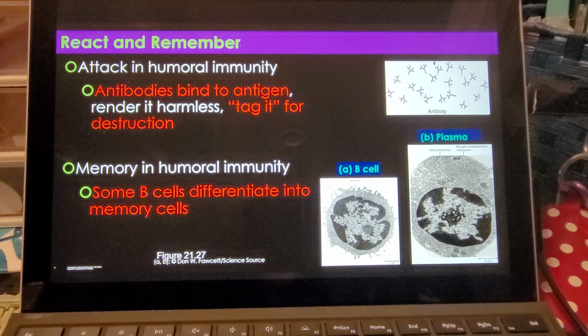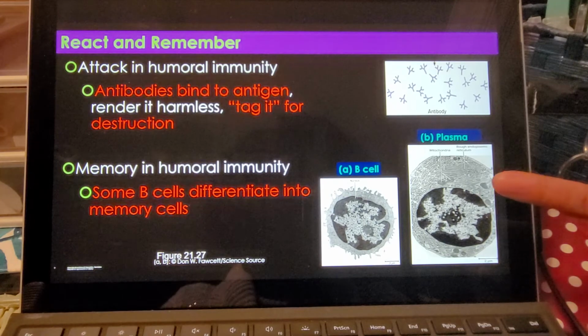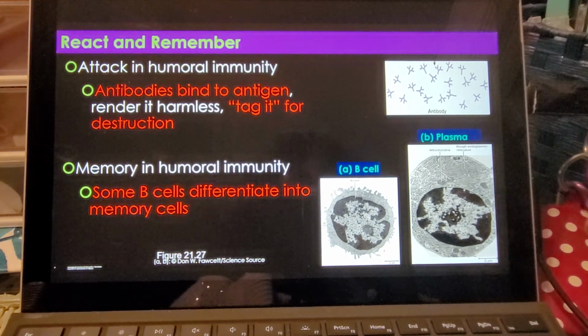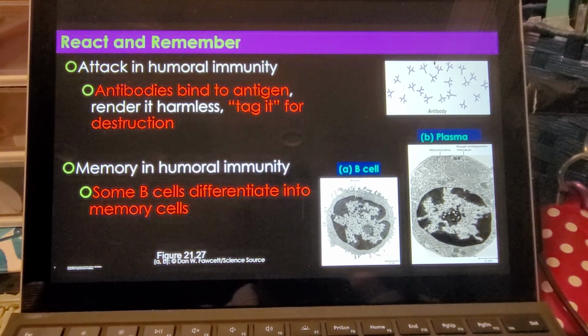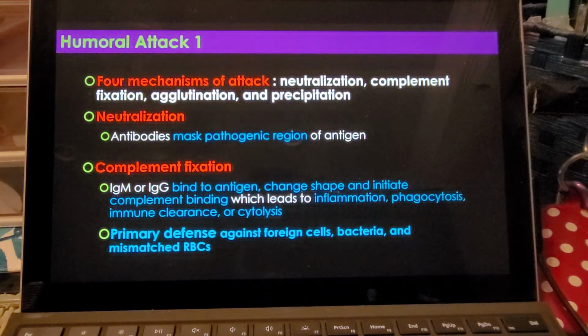So the attack portion in our humoral immunity is the antibodies that are made from the plasma cells. Here they're showing all that excess endoplasmic reticulum, with all the ribosomes attached to them, so the rough endoplasmic reticulum, to make all those antibody proteins. When those antibodies bind to that foreign antigen, they're going to tag it, and that's going to activate other immune cells to destroy that foreign pathogen. And then some are just going to be memory cells for next time. For hopefully not next time, but anyway.